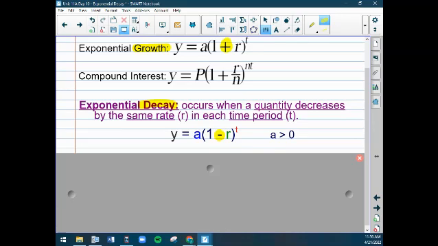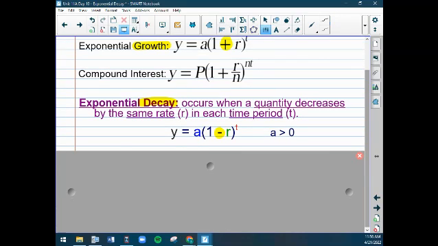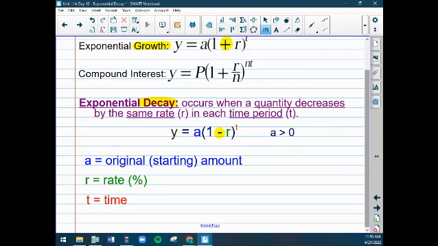All right, so the A, the R, and the T all stand for the same thing. A is the original starting amount, R is the rate, the percent as a decimal, and T is the time.